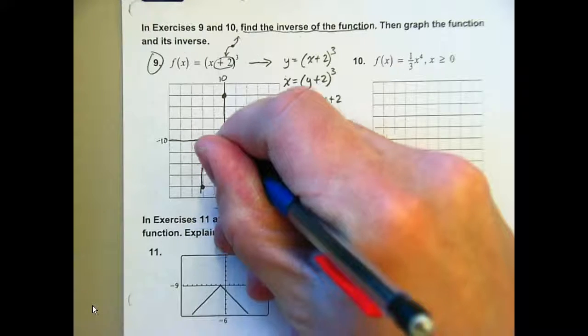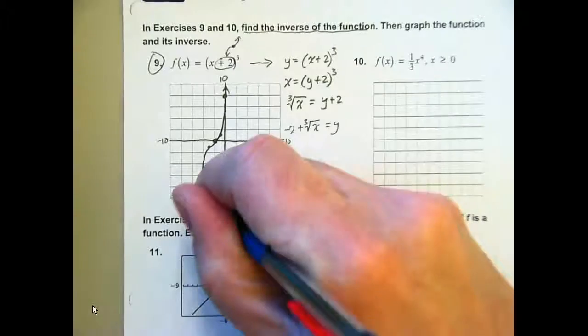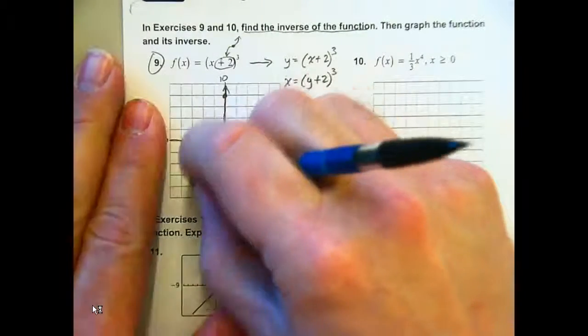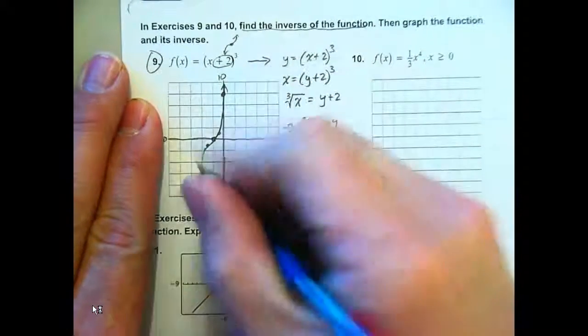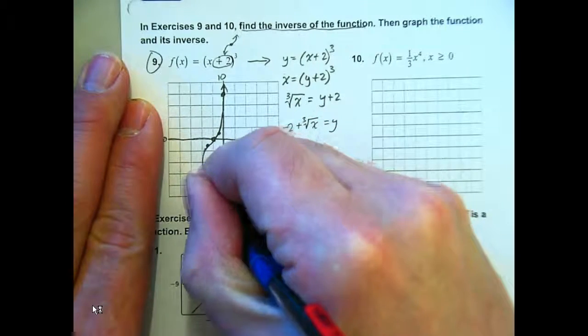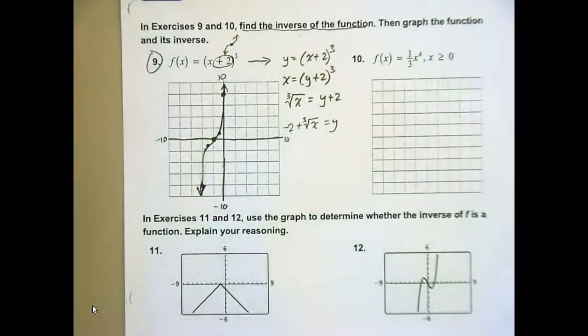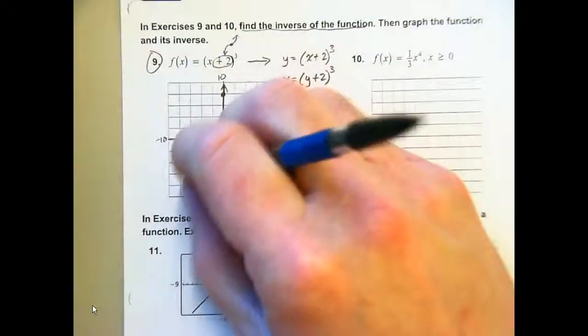Okay, so my function does this. Now I should actually try to be more precise in my graphing and have it cross the line x equals negative 4 at that point. Okay, there's my function.